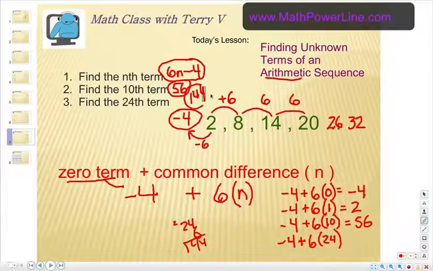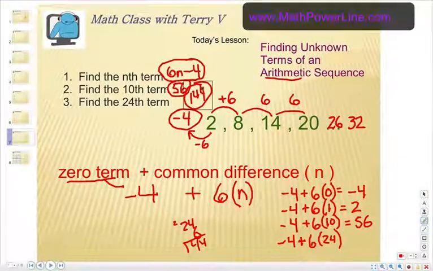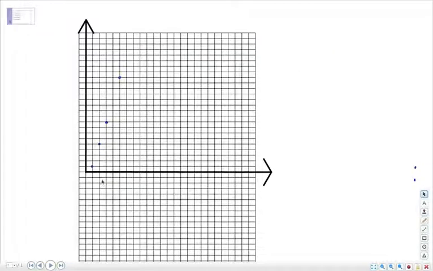Alright, now let's take this to some graph paper. On this graph paper I have the blue dots representing the numbers of another arithmetic sequence. The first thing we need to do is record what those numbers are. It looks like if this is the number of the term, these are my n numbers, then this number represents the number of the sequence, what actual number shows up.